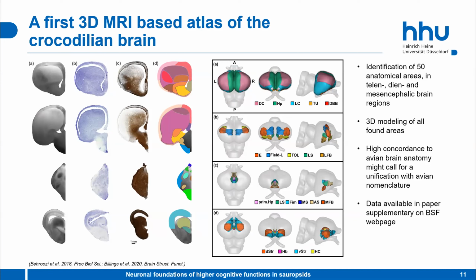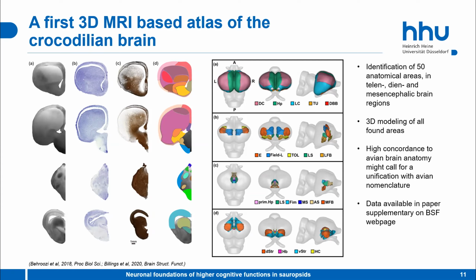What we did was put the heads of the animals in the scanner. Those were, as I said, post-mortem specimens, and we did long-term MRI scans, then sliced the brains and stained them with several histological techniques like Nissl or silver myelin stain. Then we used this data to create a three-dimensional atlas of the Nile crocodile brain. We found approximately 50 areas and modeled them in 3D. If you're interested, this data is available on the homepage of Brain Structure and Function.